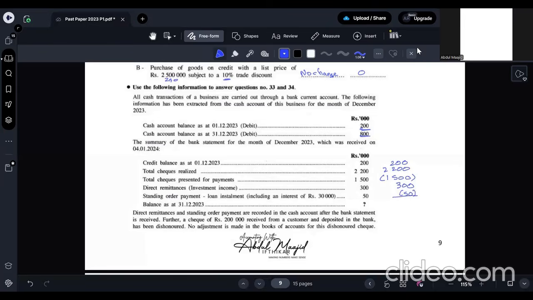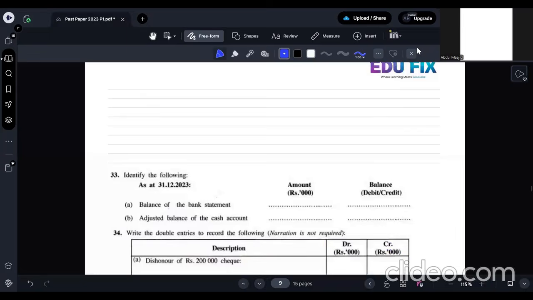Then you can find your closing balance of the bank statement: 200 plus 2,200 minus 1,500 plus 300 minus 50, which is 1,150. So the balance as per bank statement is 1,150 and it's a positive balance. In the bank statement it will be a credit balance. For us it's a debit balance. Okay. Adjusted balance of cash account.